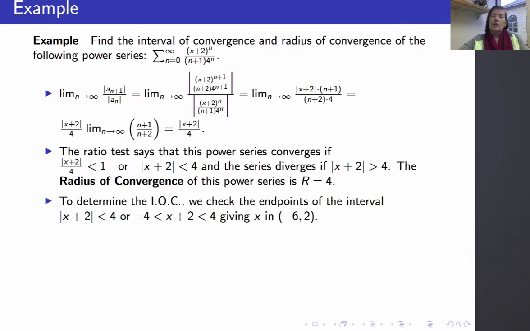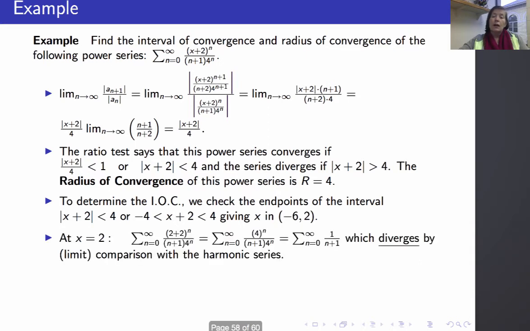To figure out the interval of convergence, we should check out what the interval upon which the series converges is, and also check the endpoints individually. So the absolute value of x plus 2 being less than 4 is equivalent to saying that -4 is less than x plus 2, which is less than 4, which is the same as saying that -6 is less than x, which is less than 2. And now we need to check out what happens to our series when x is -6 and x equals 2.